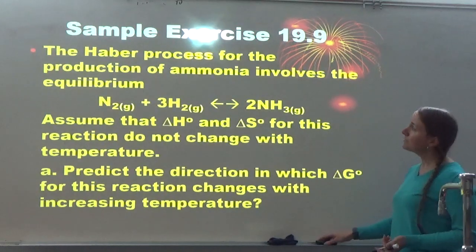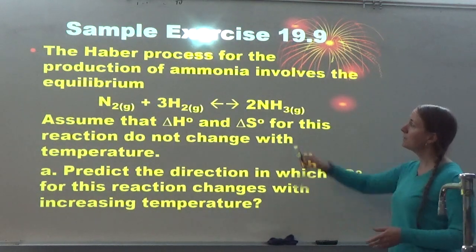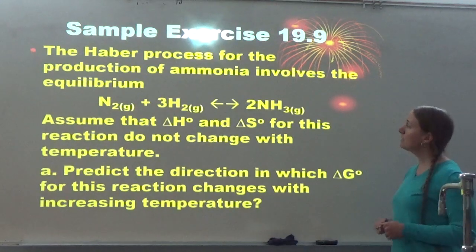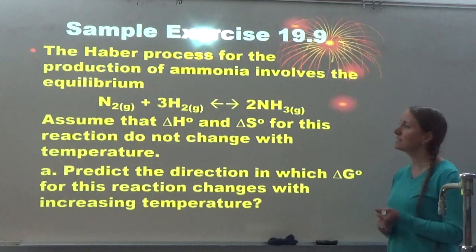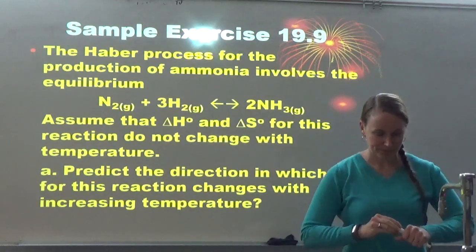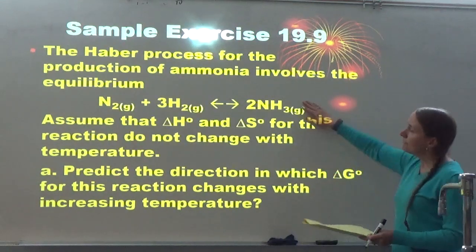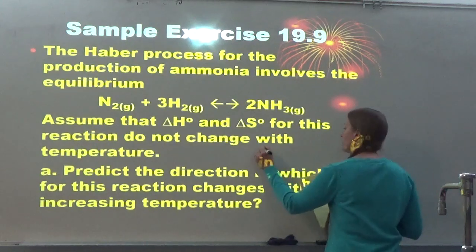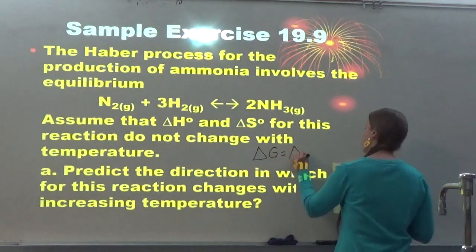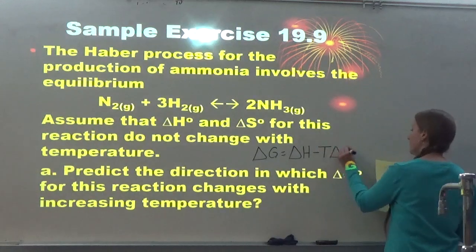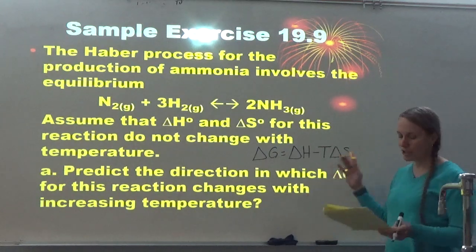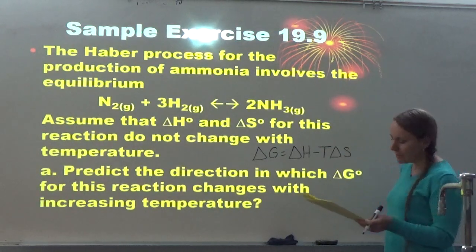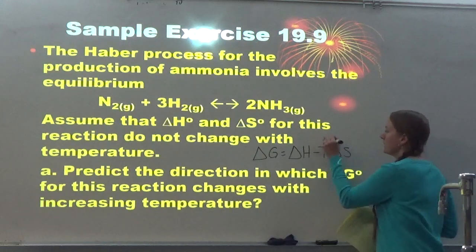Alright, so the Haber process for the production of ammonia involves the equilibrium of this. Assume that delta H and delta S for this reaction do not change with temperature. Predict the direction in which delta G for this reaction changes with increasing temperature. Okay, so here we have our reaction. We know that delta G equals delta H minus T delta S. And we're predicting the direction in which delta G changes with increasing temperature. So we are increasing the temperature of this.